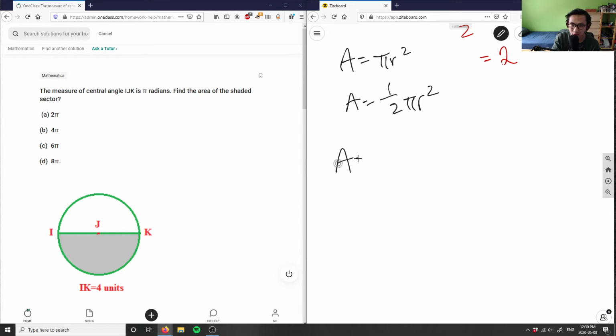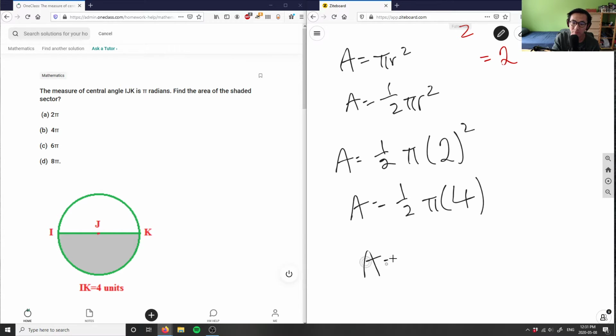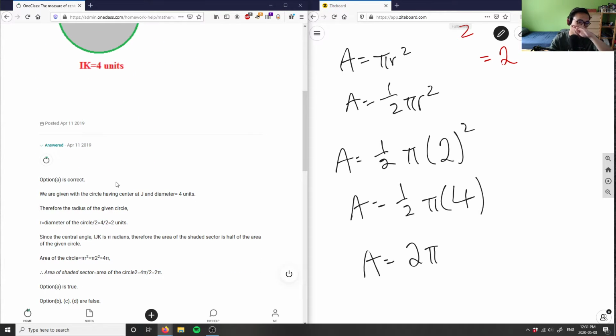So we can say A here equals half times pi. We know our r here is simply just 2 squared. A here is half times pi times 4 here, right? 2 squared is 4. And then finally, half times 4 here is simply just 2, and we leave pi as is. So A here equals 2 pi. Option A is correct. That's good.